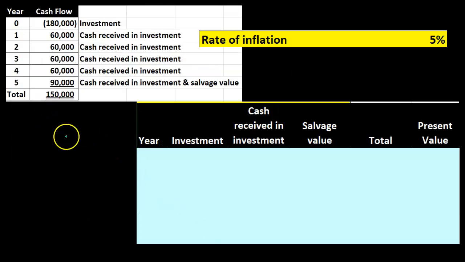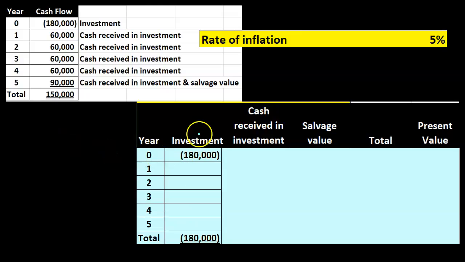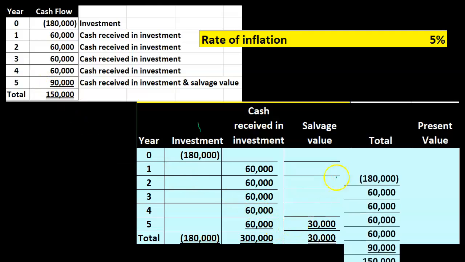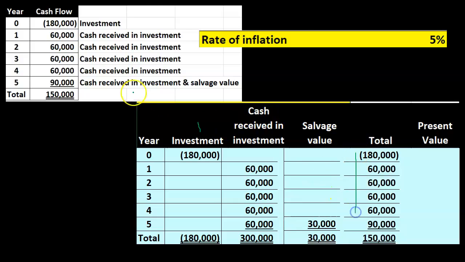So let's say this is our cash flow information, and we group that information. Our initial investment is the $180,000. We have the $60,000 each year of the receipts that will happen after that initial investment, and then the salvage value is going to be the $60,000 minus the $90,000, or the $30,000 is going to be the salvage. So the 60 and the 30 is that 90. Here's our total cash flows.